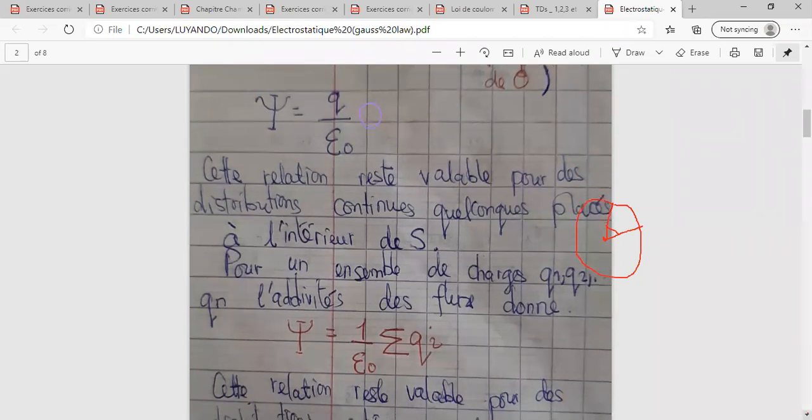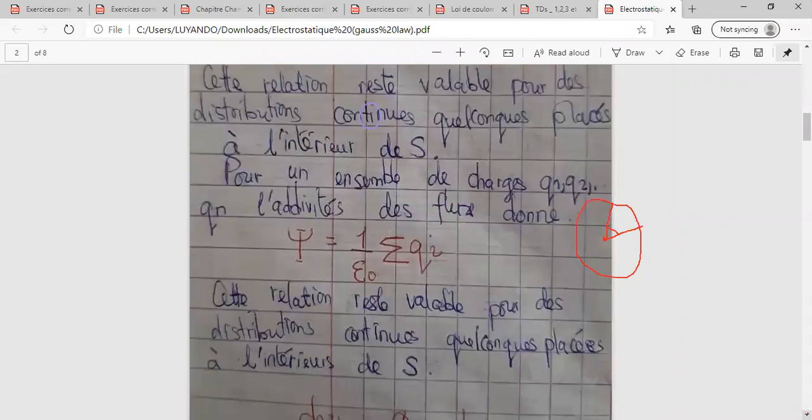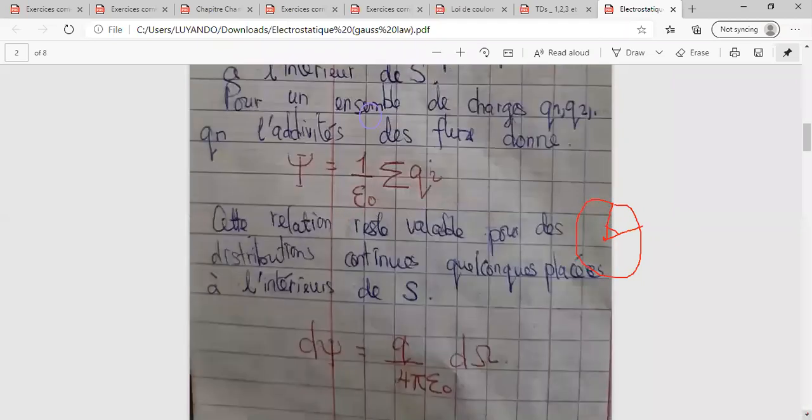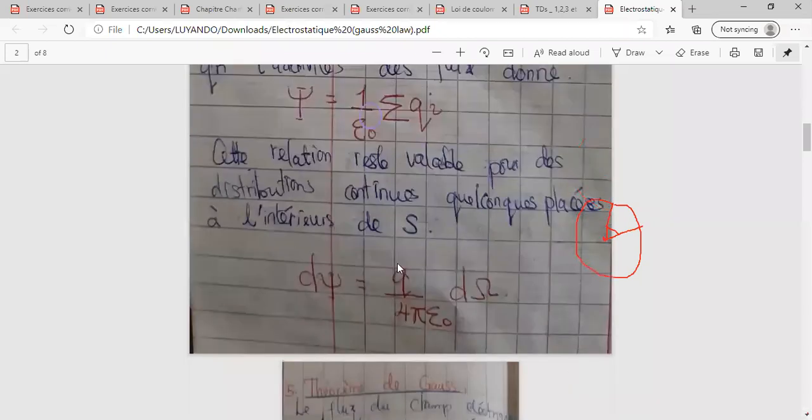So if we have a sphere with Q1, Q2, Q3 and we're told to find the flux, this is what we use. This relation is valid for any continuous distribution placed in the interior of the surface S. So when the charge is placed in the interior of the surface, we go back to this. This was our indication for flux for a non-closed surface.